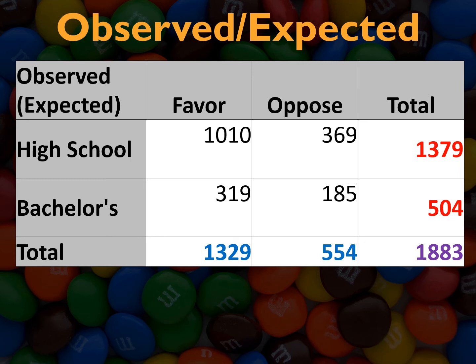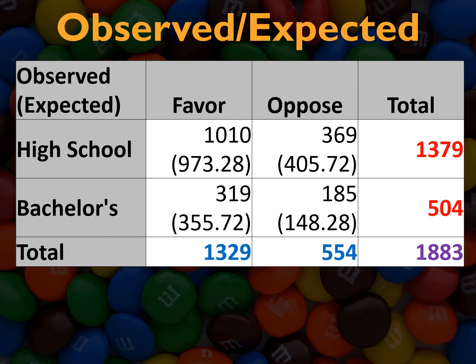Here are the observed and expected counts. Notice that I've separated into a two-way table. We have education level, high school, bachelor's, and we have favor or oppose. And we find the expected counts for each cell by taking the row total times the column total divided by the table total.